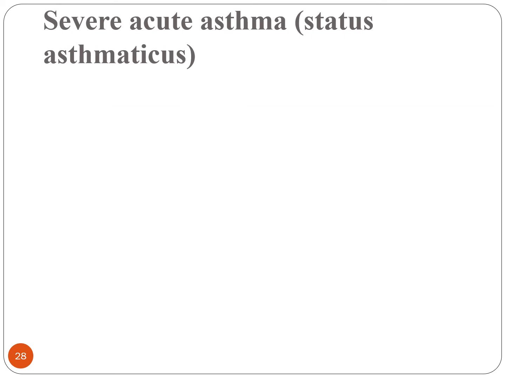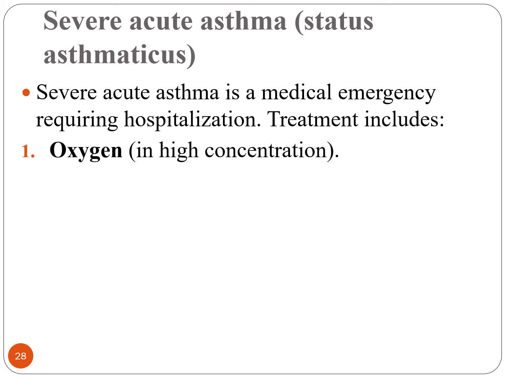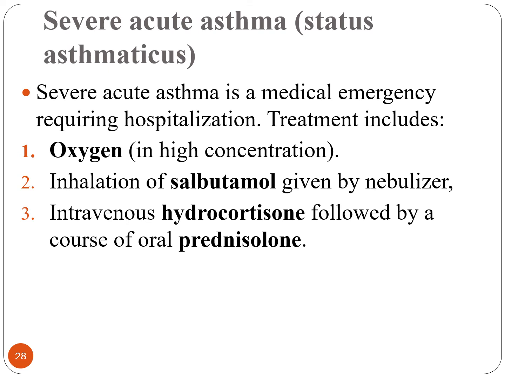Now, finally, regarding treatment of asthma, we will talk about the treatment of severe acute asthma, which is a status asthmaticus emergency that involves rapid hospitalization and rapid treatment with drugs. Severe acute asthma is a medical emergency requiring hospitalization. Treatments include oxygen in high concentration, salbutamol given by nebulizer, and intravenous hydrocortisone immediately, followed by oral prednisolone.